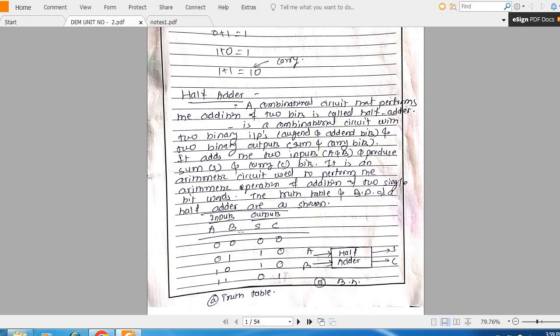These are the two inputs A and B. Two inputs means we'll get four combinations: 0 0, 0 1, 1 0 and 1 1. Based on the above addition rules, we'll get sum and carry like this: 0 plus 0 gives sum 0, carry 0; 0 plus 1 gives 1 with carry 0; 1 plus 0 gives 1 with carry 0; 1 plus 1 gives 0 with carry 1. If I see the block diagram for the half adder, it has two inputs A, B, and it produces two outputs, sum and carry.